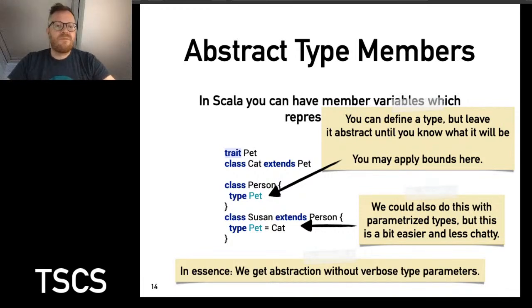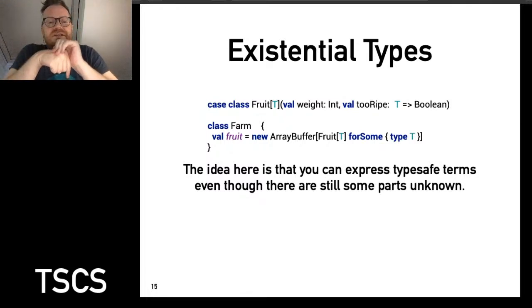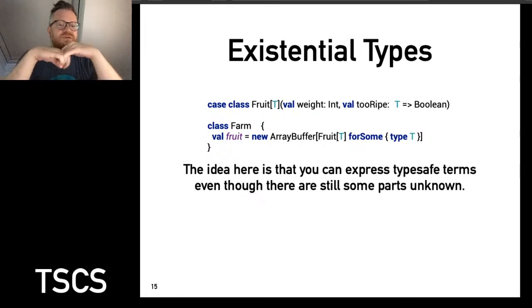One nice and very overlooked feature in Scala 2, and this will be superseded a little bit in Scala 3 with a more general concept, but it's already in Scala 2, is called existential types. The idea here is that you can express some type-safe terms, even though some parts are still unknown. So you have type safety, but with a few unknowns.